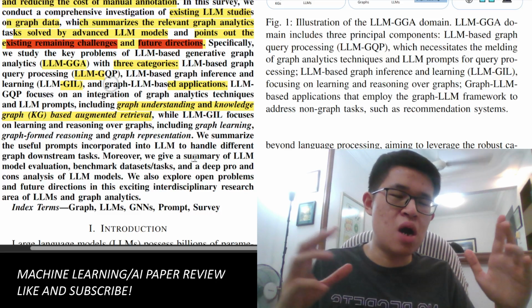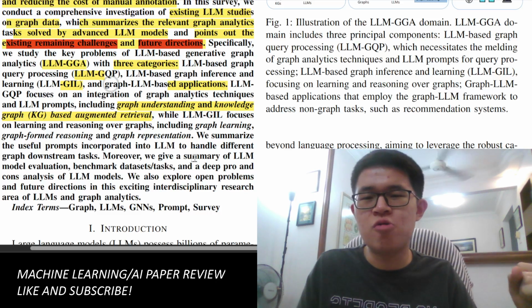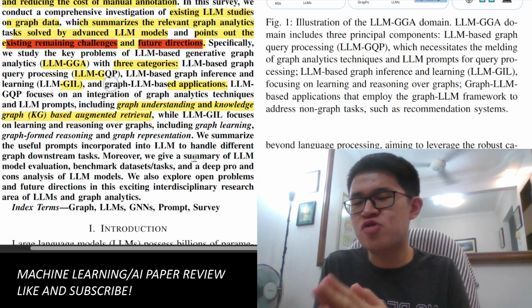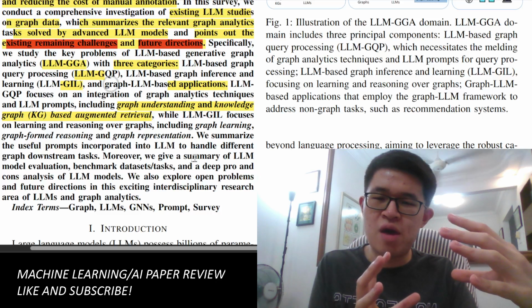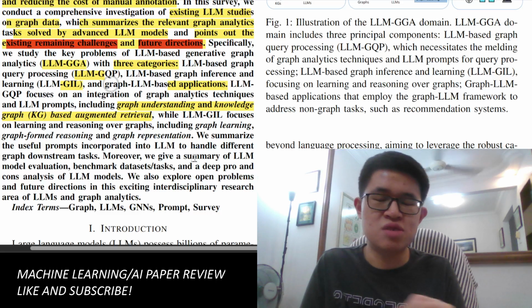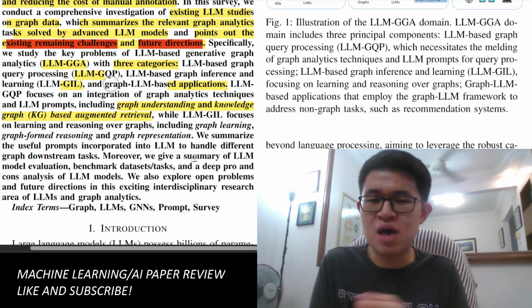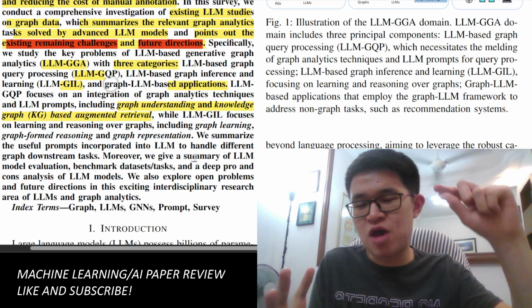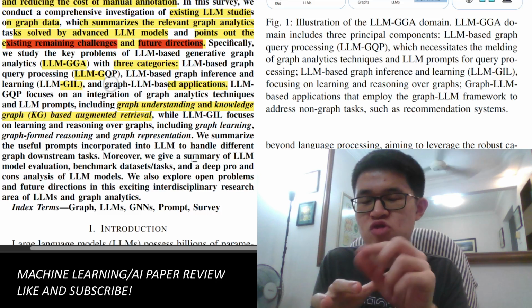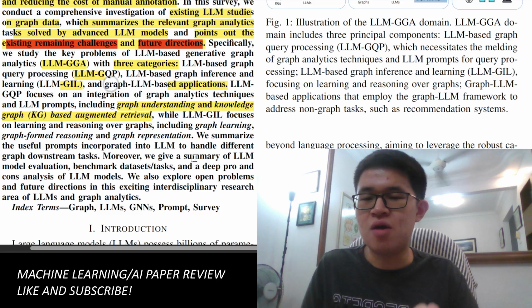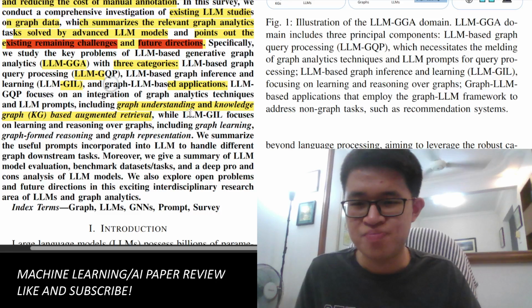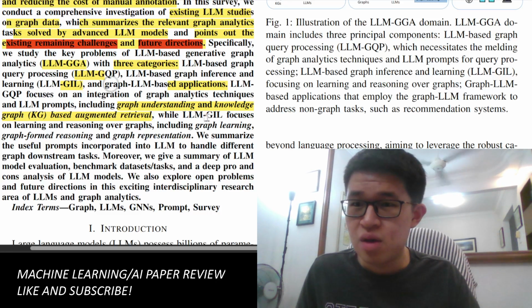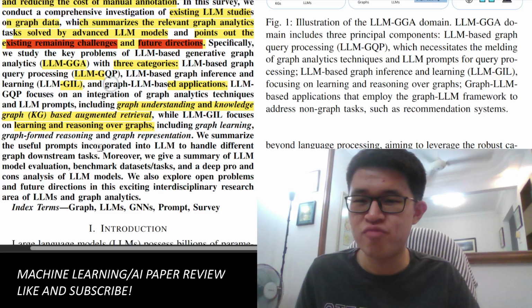Nowadays it is quite a common approach to use some kind of a knowledge graph and put it into an LLM in order to make sure that the LLM doesn't just hallucinate things when you ask it a question. Instead, it goes through the knowledge graph and retrieves the most relevant information from the library. And next, we have GIL, graph inference and learning, which focuses on learning and reasoning over graphs, including graph learning, graph form reasoning, and graph representation learning.